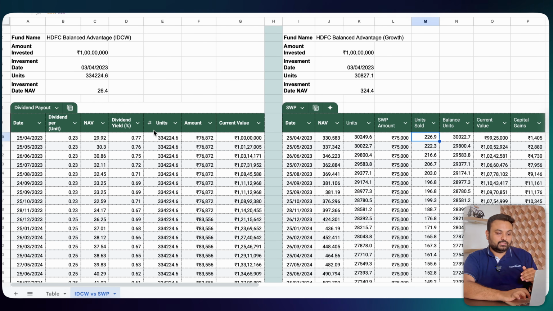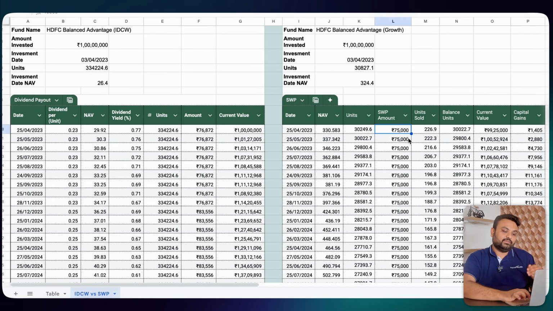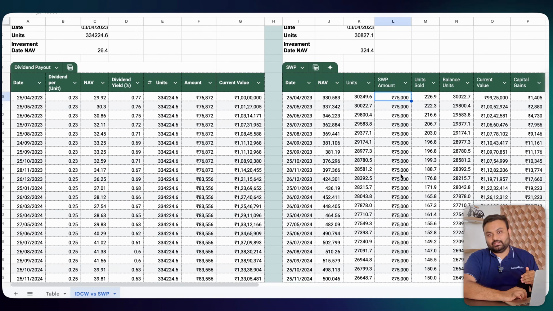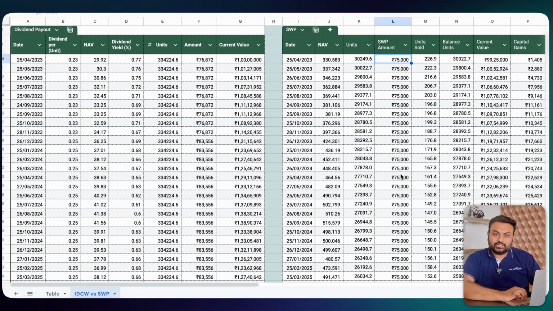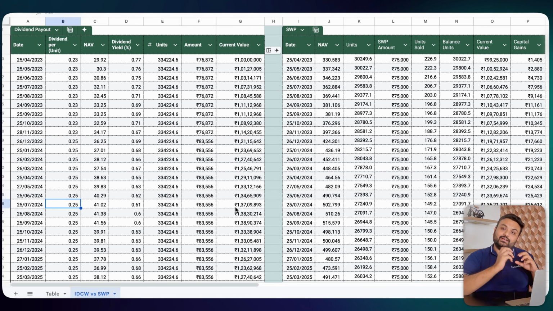Based on this, in the first option we are getting a dividend of 76,800 per month, and in the second case we are withdrawing 75,000. Now this 75,000 we can keep constant because it is up to us. So I've assumed that this is a 2-year-old investment and we are going to withdraw only 75,000 every month. In this case, because the AMC controls the dividend, initially they were giving 76, then they started giving 73. Initially it was 23 paisa per unit, and then it became 25 paisa per unit. So like I said, it is up to the AMC what kind of dividend they want to give to you.